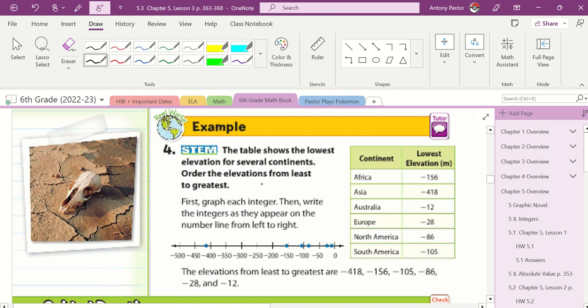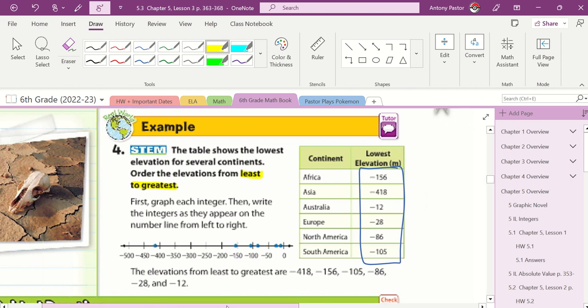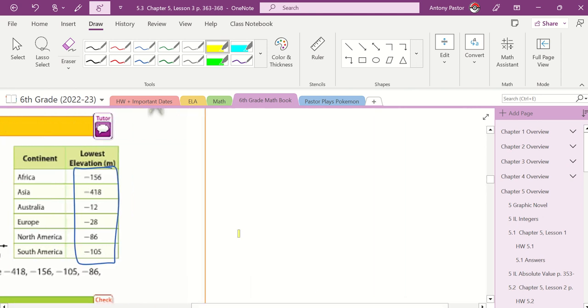We'll go ahead and do this practice as our final, and we'll call this one a video. The table shows the lowest elevation for several continents. Order the elevations from least to greatest. So this is our table. Notice they are all negative. And since we're doing least to greatest, and they've already put it on the number line for us, we're just going to go ahead and do this without the number line. So I'm going to go ahead and write this over here.